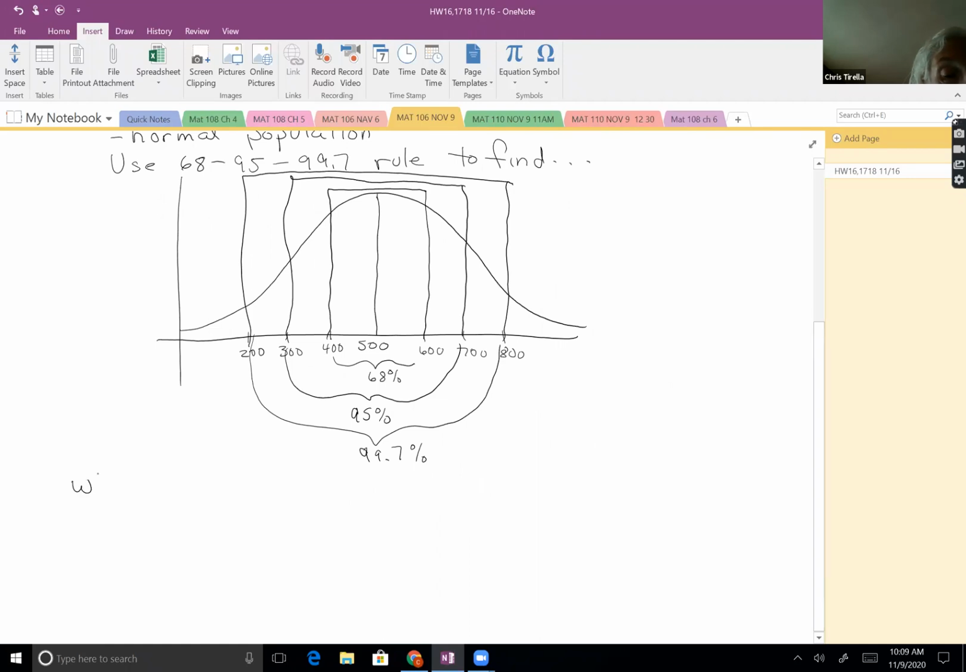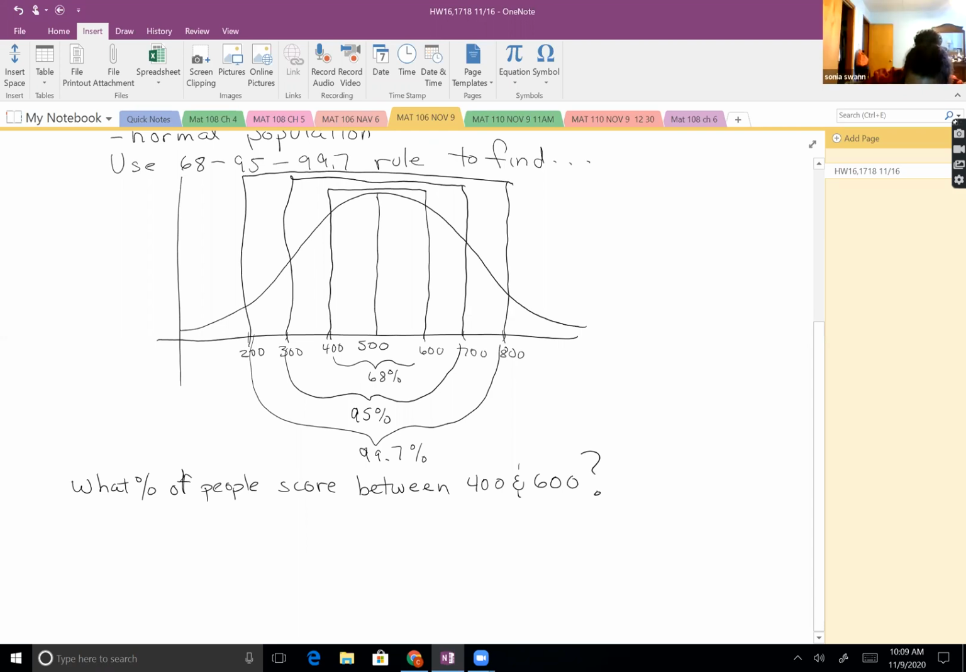What if I want to know what percent of people score, let's say, between 400 and 600? 68%. And how'd you get that? Because it's in the 68%. The 400 and the 600 are perfect boundaries at the 68%.